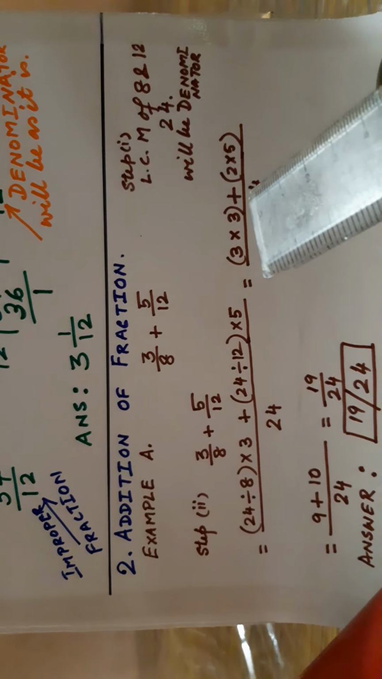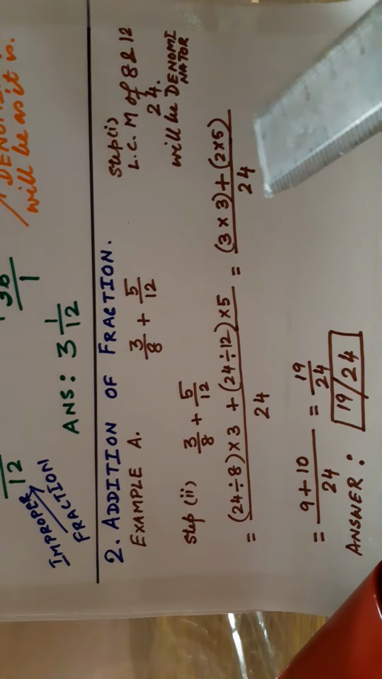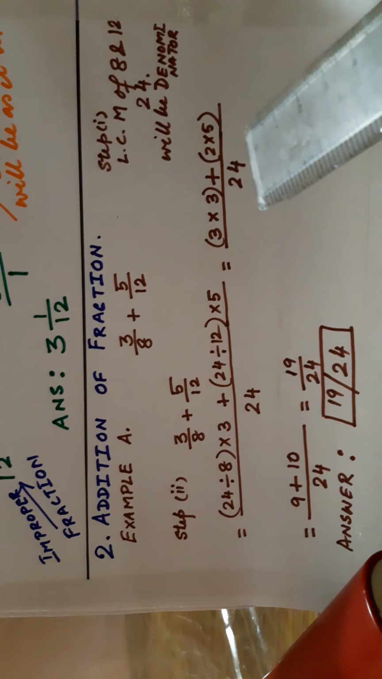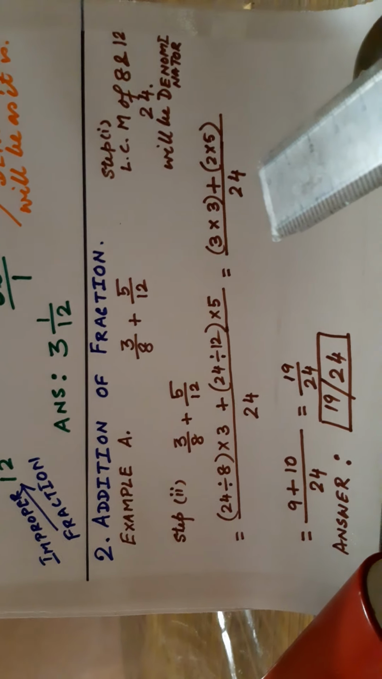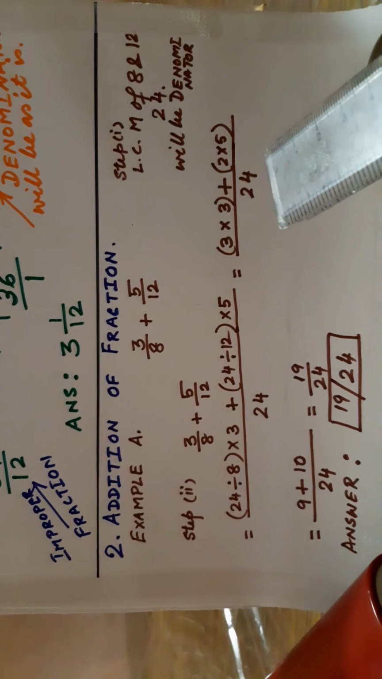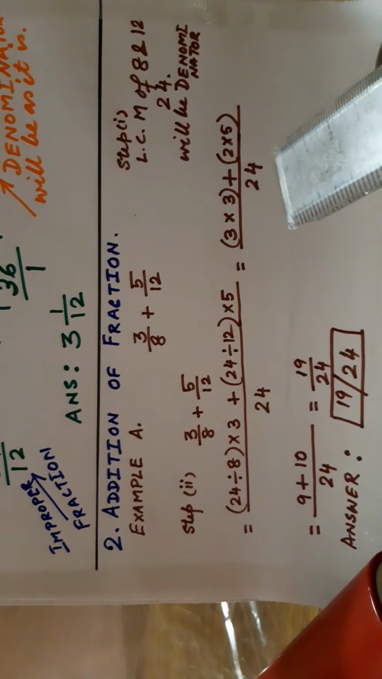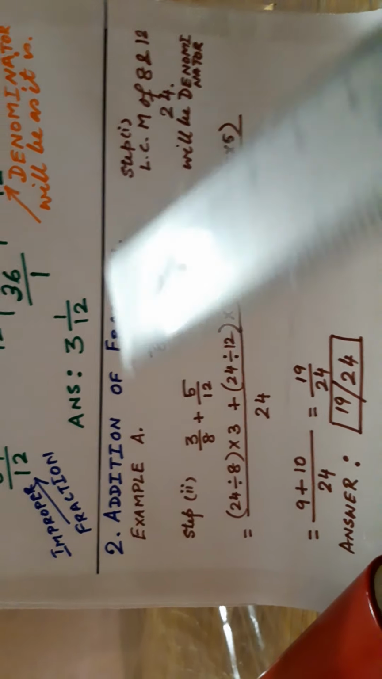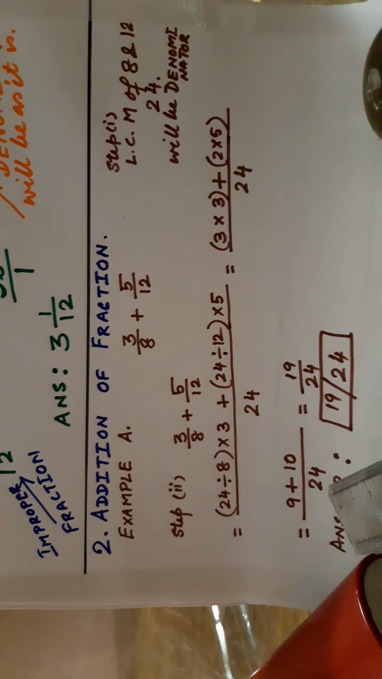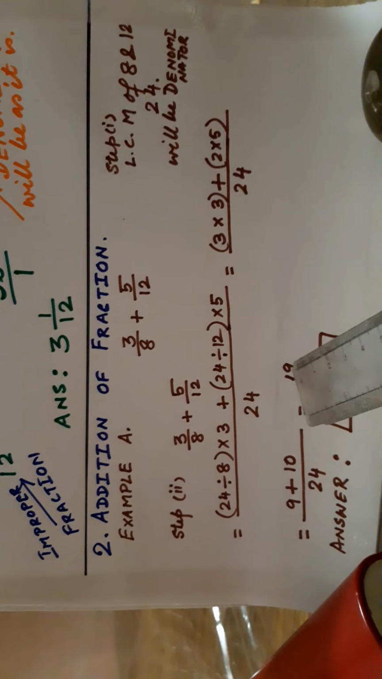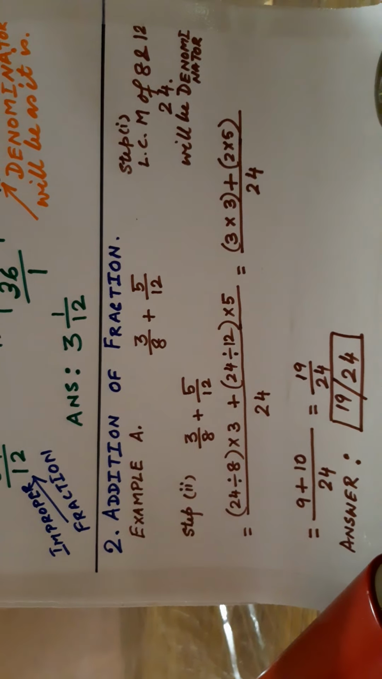So 3 into 3 plus 2 into 5. What are we getting? 9 plus 10. And the denominator we have got is 24. That one you have to write down. So now it is 9 plus 10 by 24, that is 19 by 24. Our answer is 19 by 24.